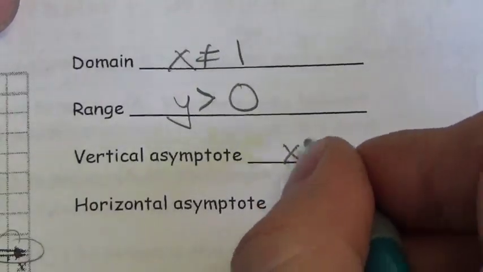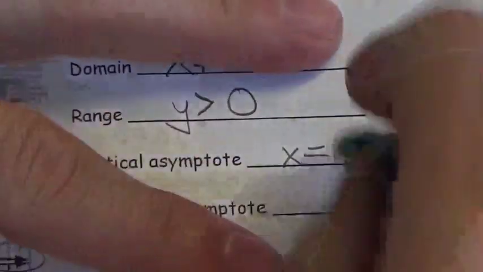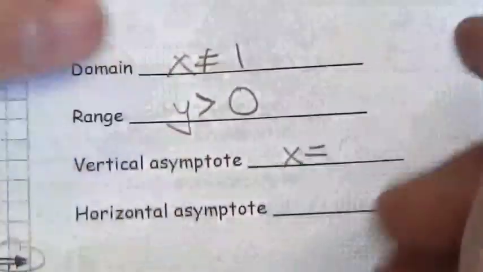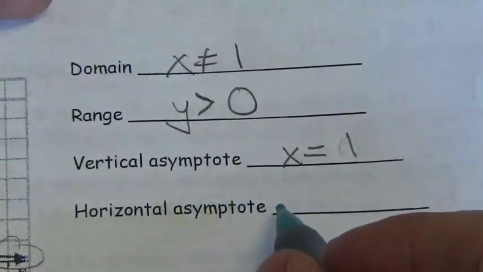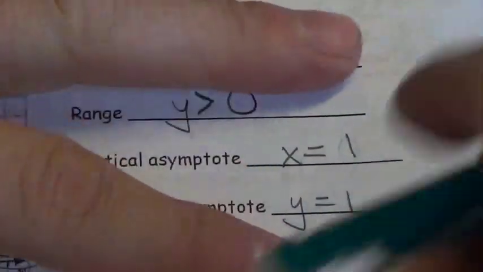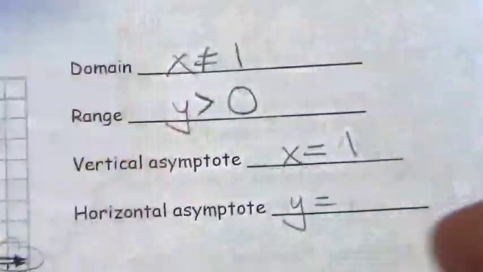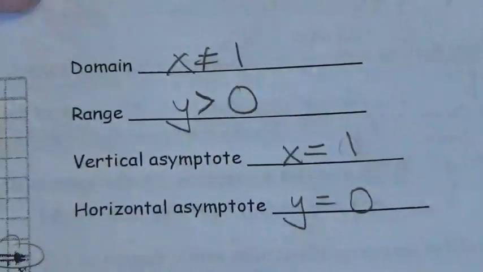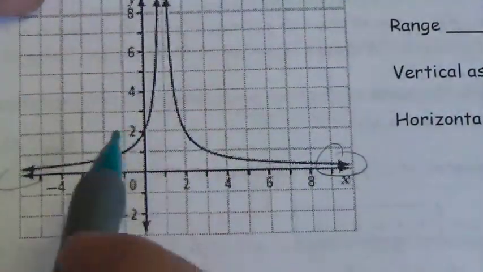So my vertical asymptote here will be x equals, whoops, sorry, not x equals 0, x equals 1. But my horizontal asymptote in this case is going to be y is equal to 1. Sorry, I totally got those flipped there in my head. Y is equal to 0. It's the x-axis that is the asymptote here.